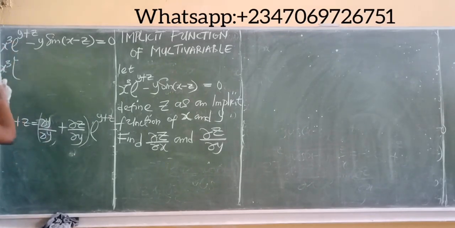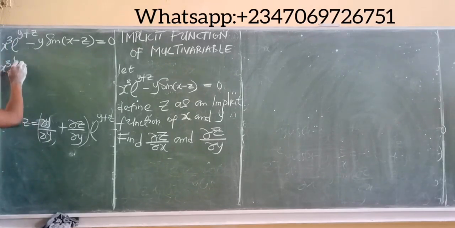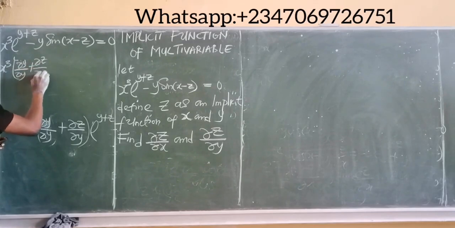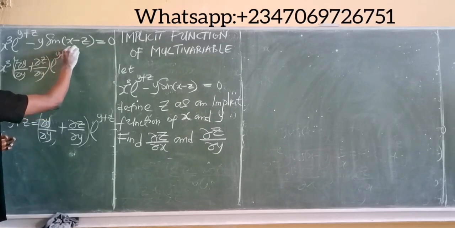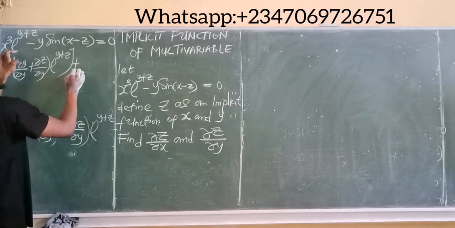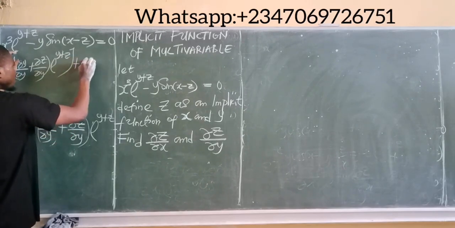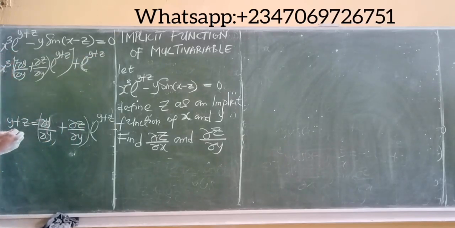So I put this here: keep x cubed, differentiate exponential y plus z. That gave us partial y all over partial y, which is 1, plus partial z all over partial y, multiplying the exponential function y plus z. So that's the first case: keep x cubed constant, differentiate the exponential function, which we've done. Now you keep the exponential function constant, exponential y plus z, and differentiate x cubed with respect to y.